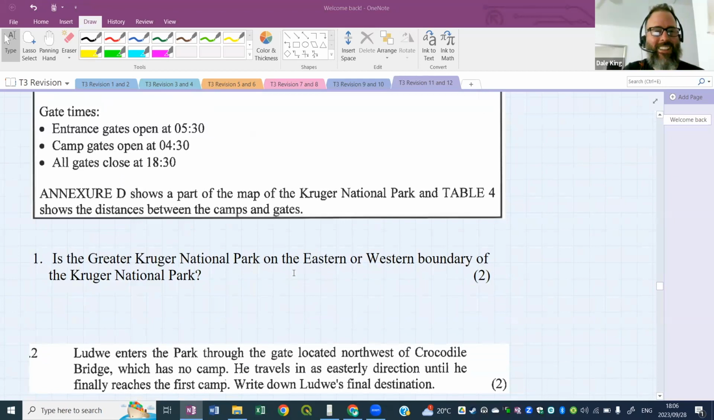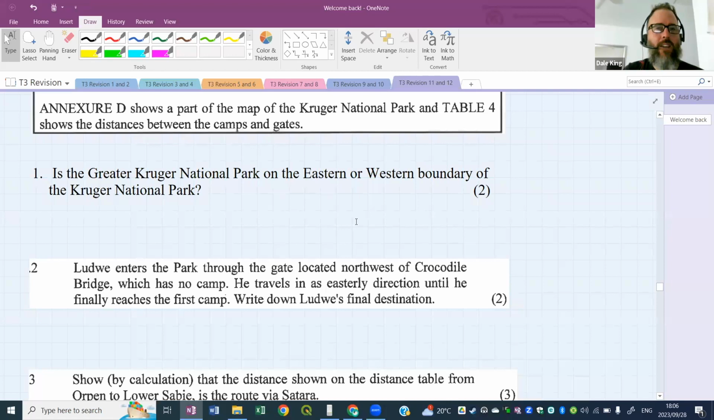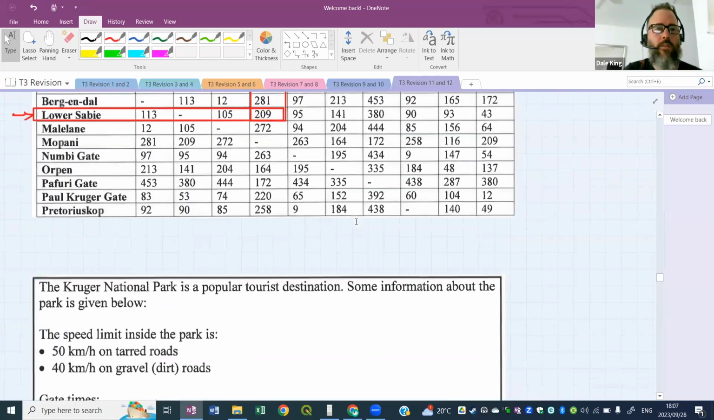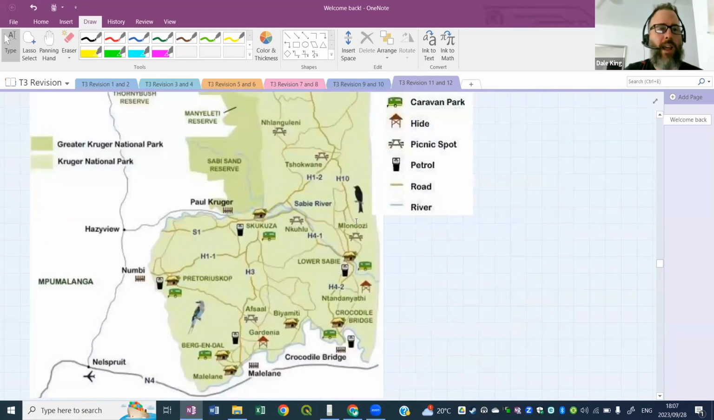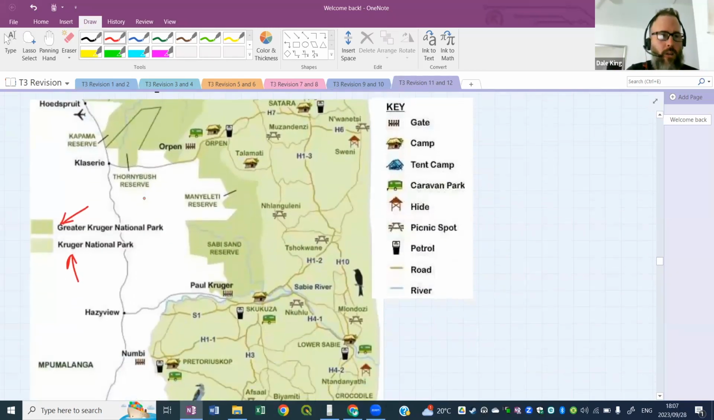Number one. Is the Greater Kruger National Park on the eastern or the western boundary of the Kruger National Park? So let's go up to the map. Is the Greater Kruger National Park, this one, on the eastern or the western boundary of the Kruger National Park? The Greater Kruger National Park is the dark beige, and the Kruger National Park is the light beige. Is it on the western boundary or the eastern boundary?